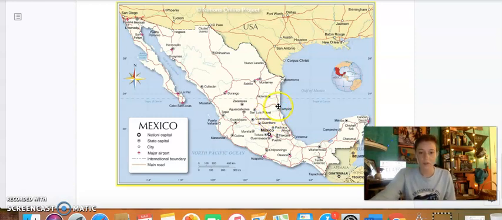And then the next thing we're looking for, labels. Look, we can see Durango. We can see Mexico City. We can see La Paz. We can see all of these different labels of cities.